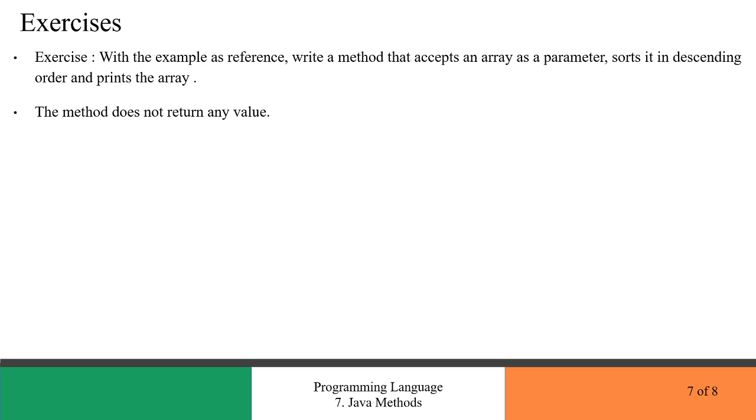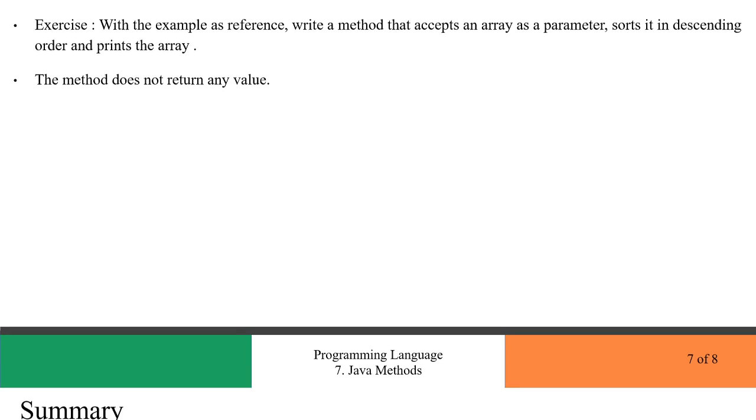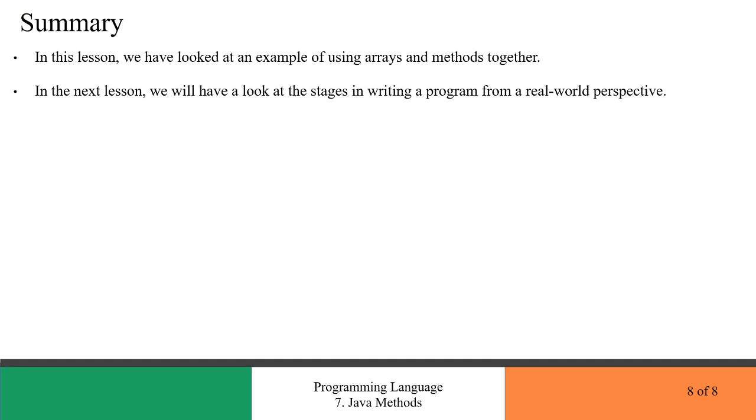But instead of swapping the elements if the first element is larger, we will have to swap the elements if the first element is smaller. Thus, the condition inside the if changes. Similar to the example, the method here also does not return any value and prints the sorted array in the method itself. To summarize, we have had a look at the example of using arrays and methods together.